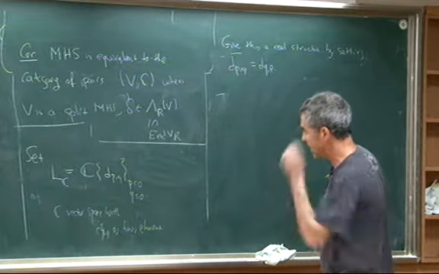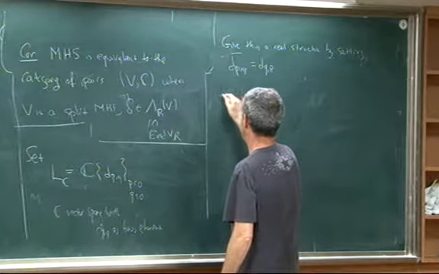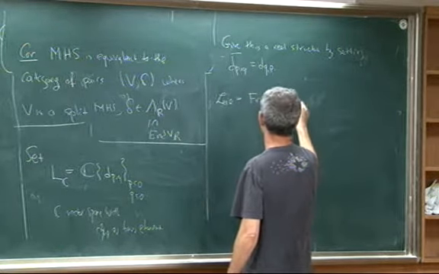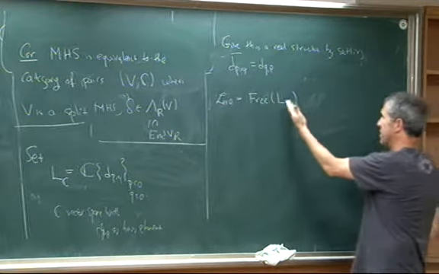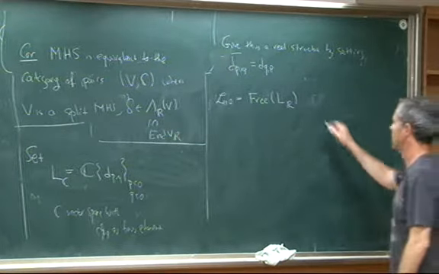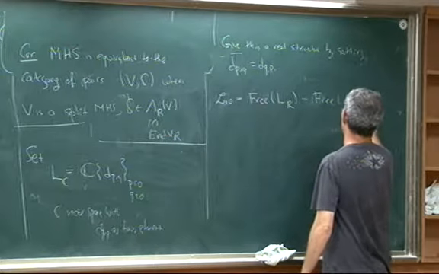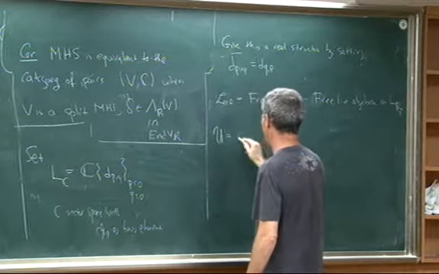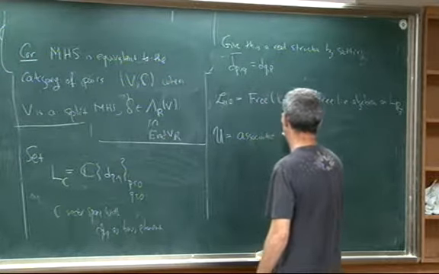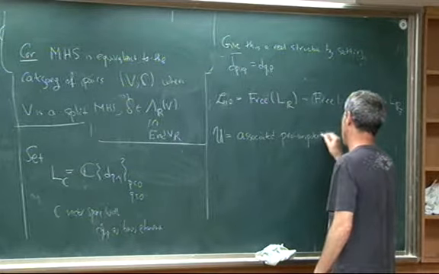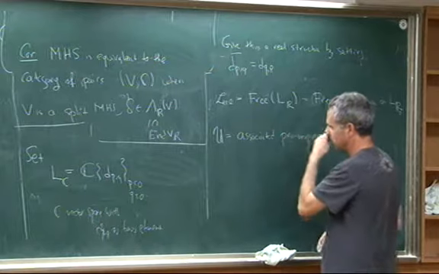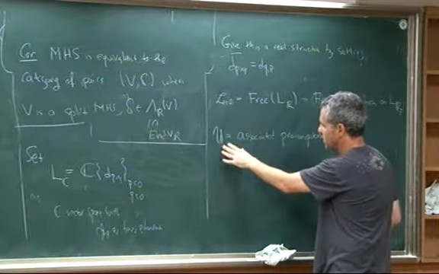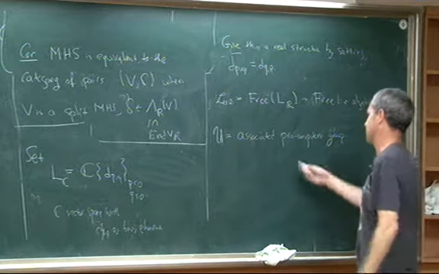Okay, so then let's let Lie be the free Lie algebra on just L, the real part of L, the underlying real vector space. And then let's let U equal the associated pro-unipotent group. So to every pro-nilpotent Lie algebra, there's an associated pro-unipotent group. And so you let U be equal to that.